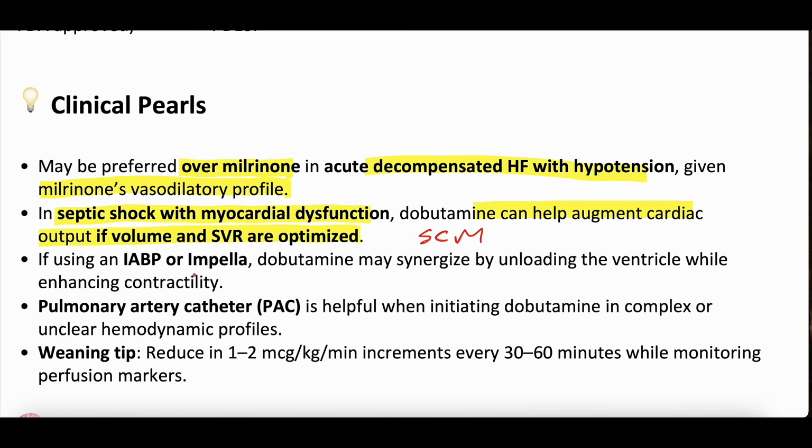If you're using a balloon pump or Impella, dobutamine may synergize by unloading the ventricle while enhancing contractility. This is a more advanced concept. Pulmonary artery catheters, also known as Swan-Ganz catheters, are helpful in titrating dobutamine. And then when you wean dobutamine, you usually reduce it by 1 to 2 micrograms per kilogram per minute every 30 to 60 minutes while monitoring those perfusion markers.